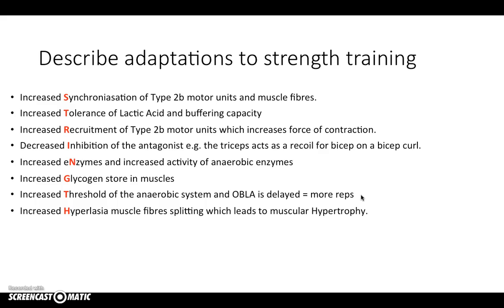So when you're talking about Mo Farah, who's racing, if he has a high threshold, he's going to be able to train within that lactic acid, and when he's getting that build-up of lactic acid, he can still continue to train and carry on. Increased hyperplasia, muscle fiber splitting, which leads to muscular hypertrophy, so larger cross-sectional area, more forceful contractions.